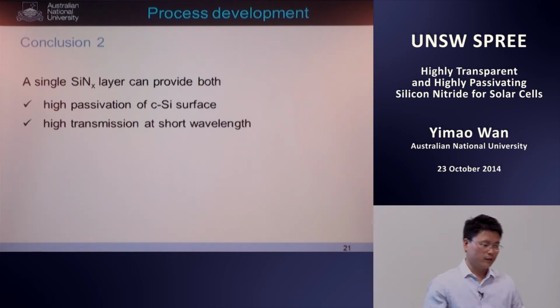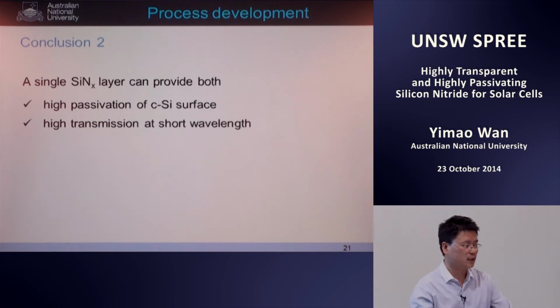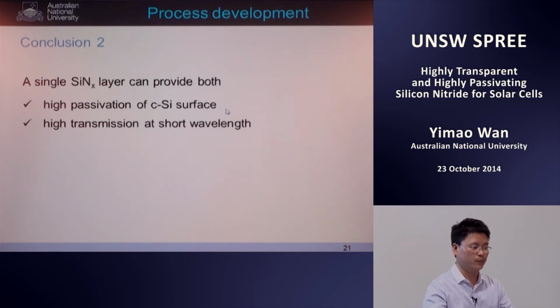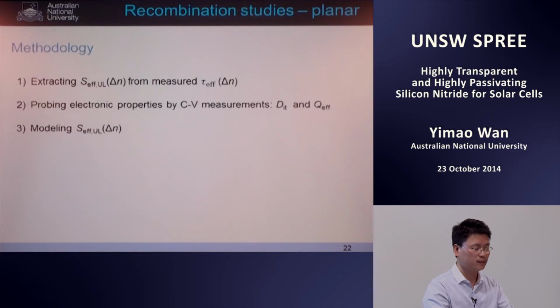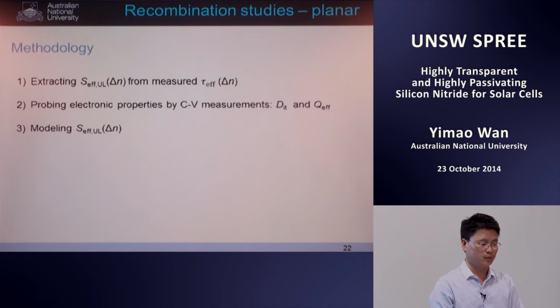So the second conclusion from my work is based on optimization and process characterization. We obtain a single silicon nitride, which can provide both high passivation of the silicon surface as well as high transmission at short wavelengths. So the next section I will present is some fundamental recombination studies for silicon nitride passivated surfaces.